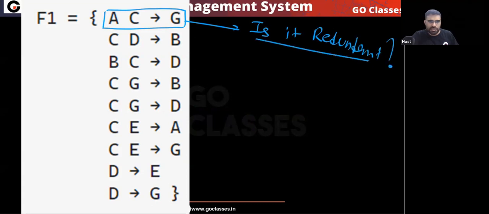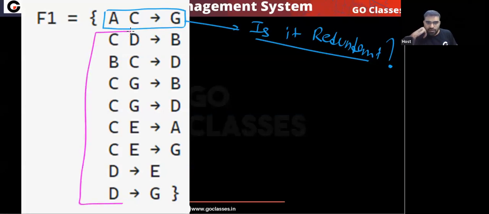This FD, is this redundant? Tell me. So what will you do? If you want to check whether this FD is redundant or not, you will find AC plus. In the entire F1, where will you find AC plus? You want to check whether this FD is redundant or unnecessary. Then what will you do?